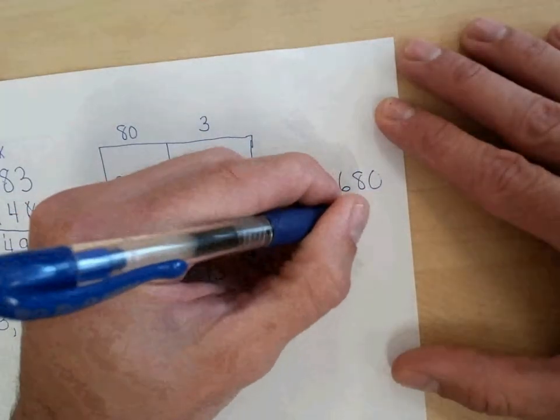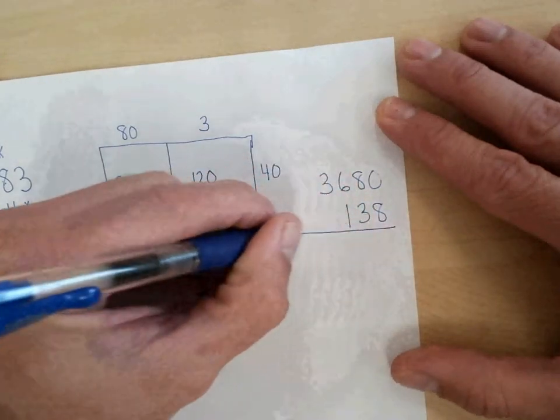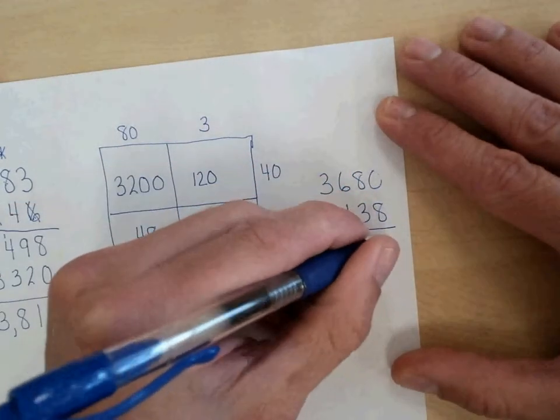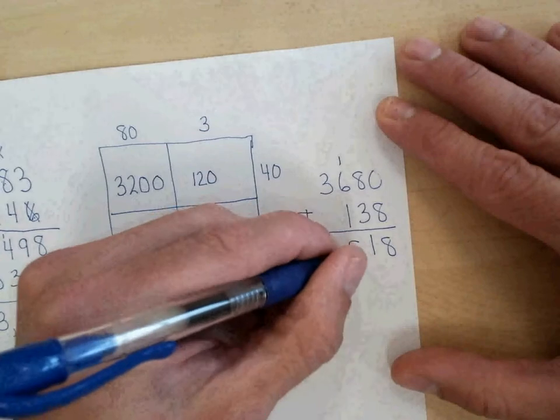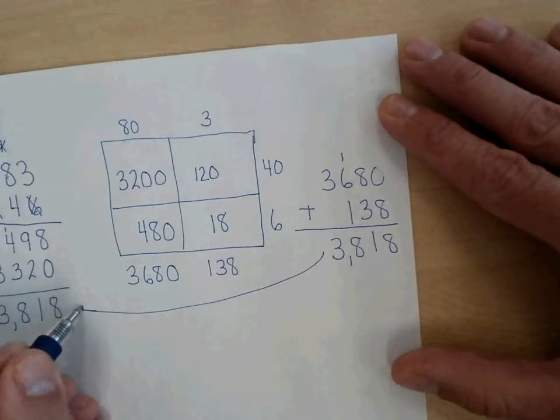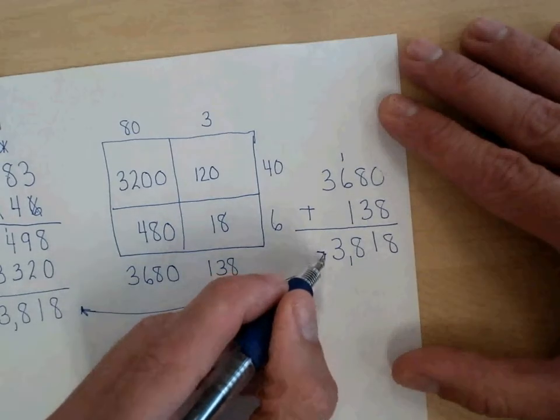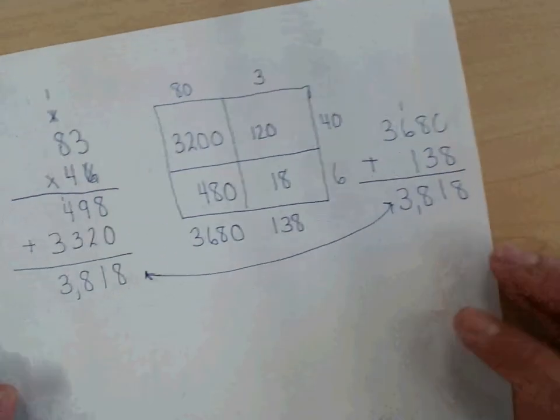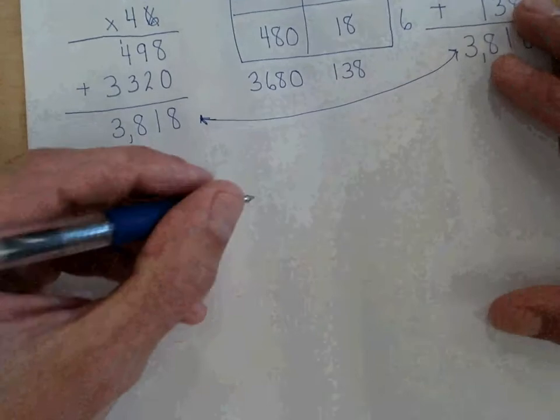Want to add, line up the ones, tens, and hundreds. Make this 8, 11, 8, and you can see that these two numbers equal the same amount. So I have two products that are the same. I know I've done that correctly.